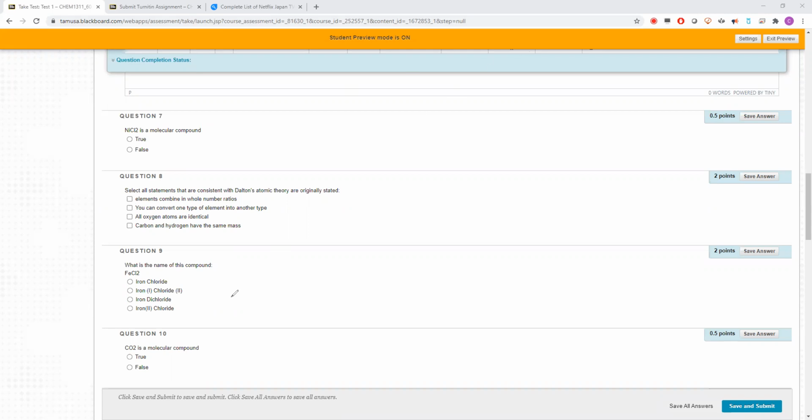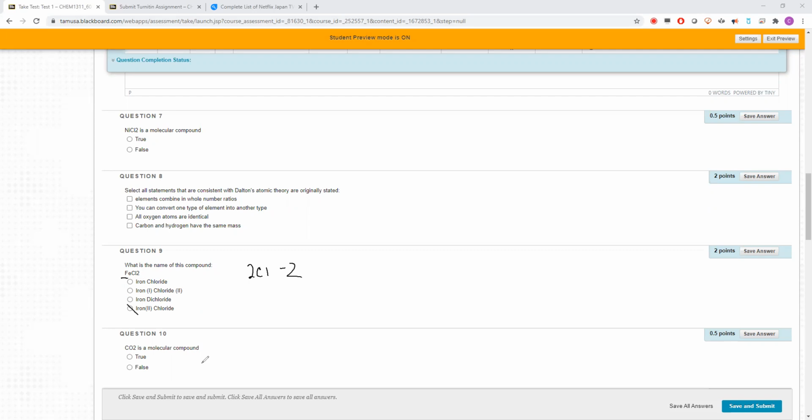All right, FeCl2, what is the name? All right, Fe is a transition metal. What that means is we need to use our notations with our Roman numerals. Chlorine is a halogen, so it's always -1. So overall, if we have 2 chlorines, that's -2. Therefore, for this to be balanced, iron has to be +2. So that's iron(II) chloride.